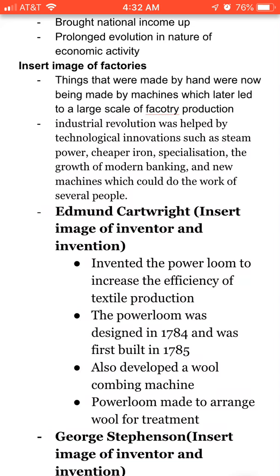Some important people of the Industrial Revolution were Edmund Cartwright. Edmund Cartwright invented the power loom to increase the efficiency of textile production. The power loom was made to arrange wool for treatment, and the power loom was designed in 1784 and was first built in 1785. Cartwright also developed a wool combing machine, and as you can tell by the name, you already know what it does.